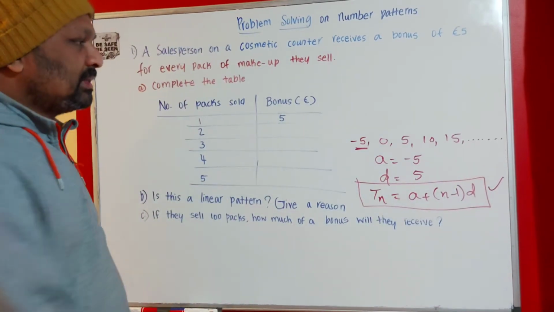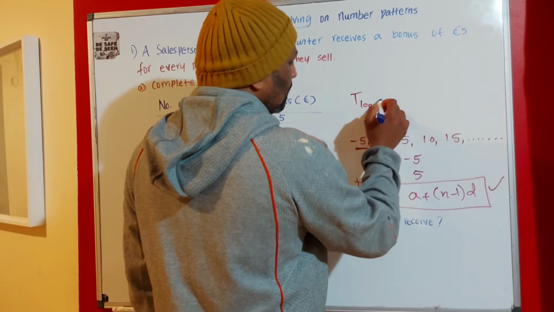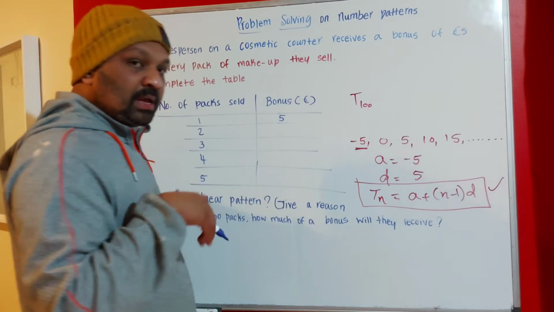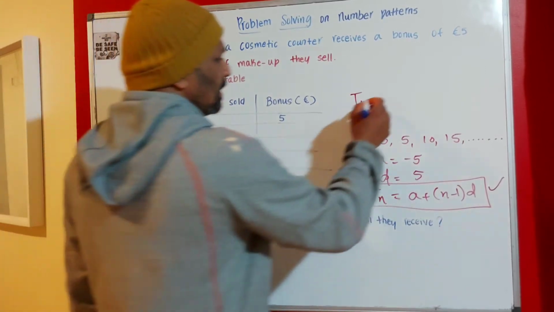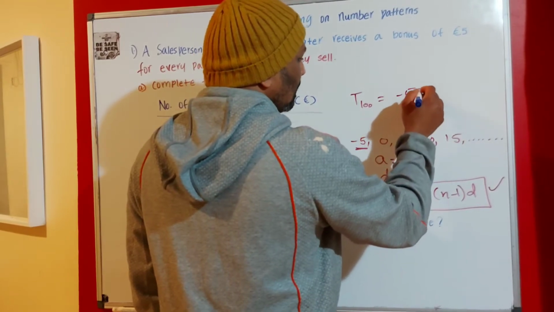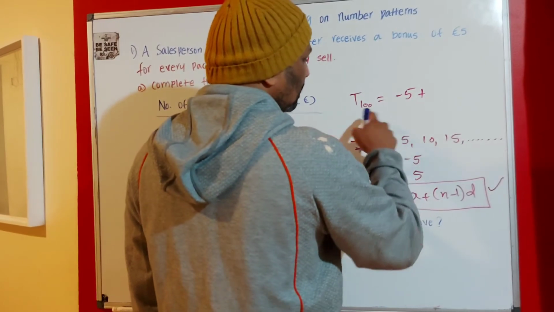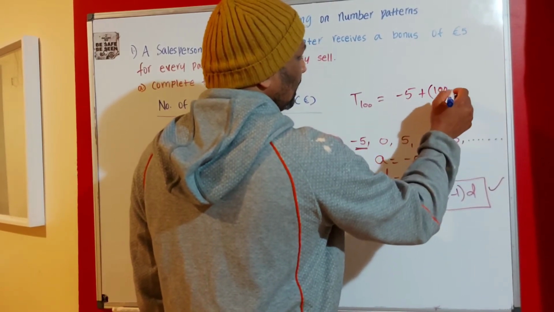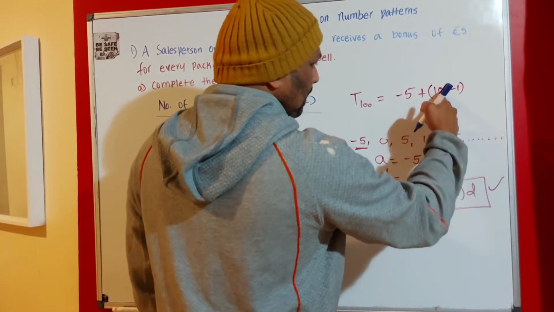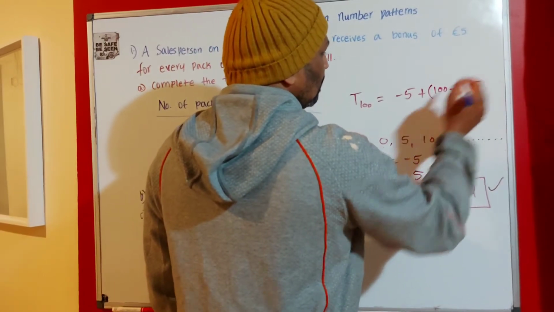For example, in this series, if you want to find T100, I put n as 100 because I want to know the 100th term. What should I do? A plus (n minus 1) into D. What is A here? Minus 5 plus, what is n? Because I want the 100th term, n is 100, minus 1, into D. What is D in this series? D is 5.